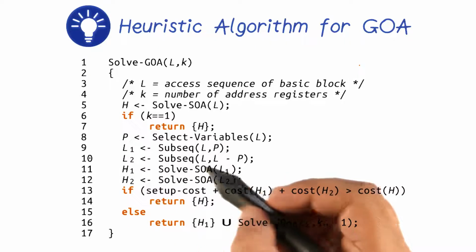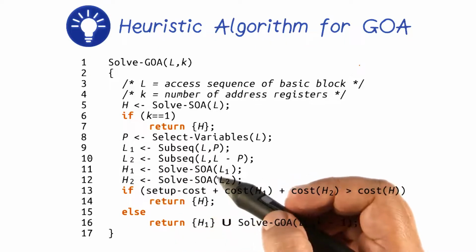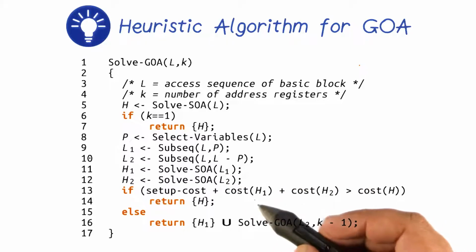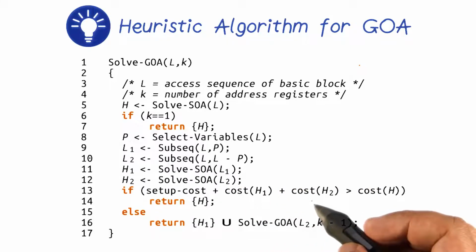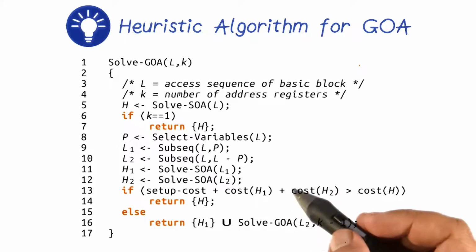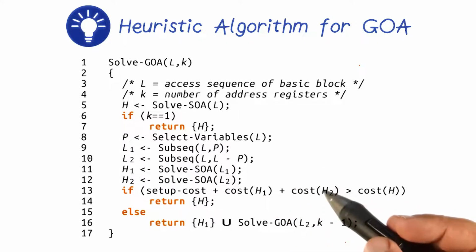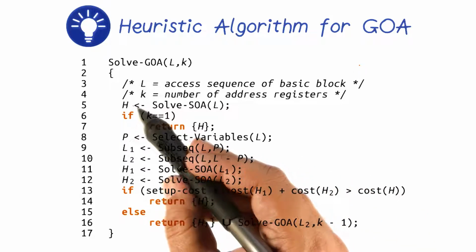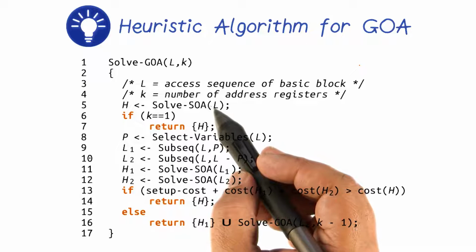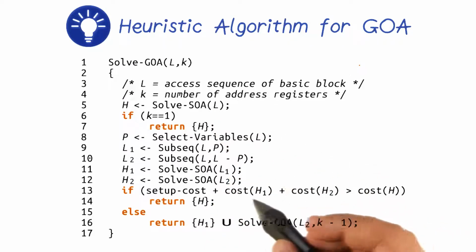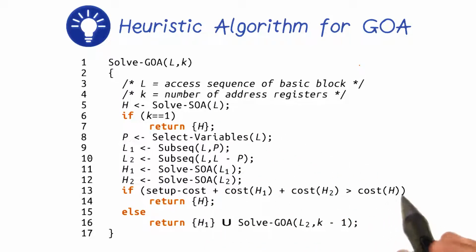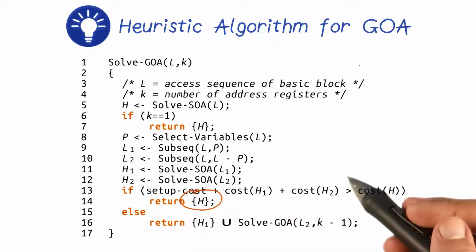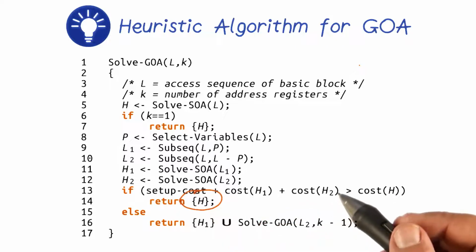We'll try to come up with a solution. The first one is in H1, the second one is in H2. And then we'll compare the costs of such solutions, the cost of H1, the cost of H2, plus setup costs for those many address registers. And we'll compare whether it is higher than the cost of doing all under one address register. If that cost is higher, then obviously our preferred solution is what? The preferred solution is just to do it using one address register, and that's what we'll return.